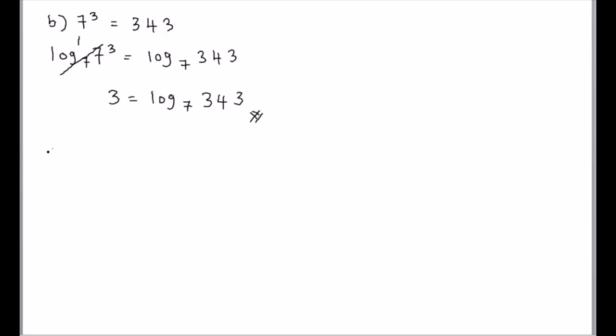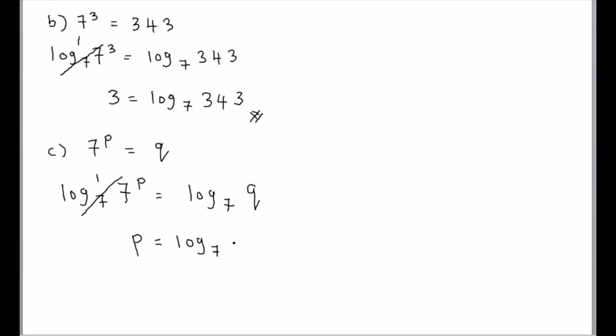Next question, C. Here we have 7 to the power p equals q. So we change it into log base 7. 7 to the power p equals log base 7 of q. So again, log 7 base 7 is equal to 1. So on the left, we are left with p equals log q to the base of 7.